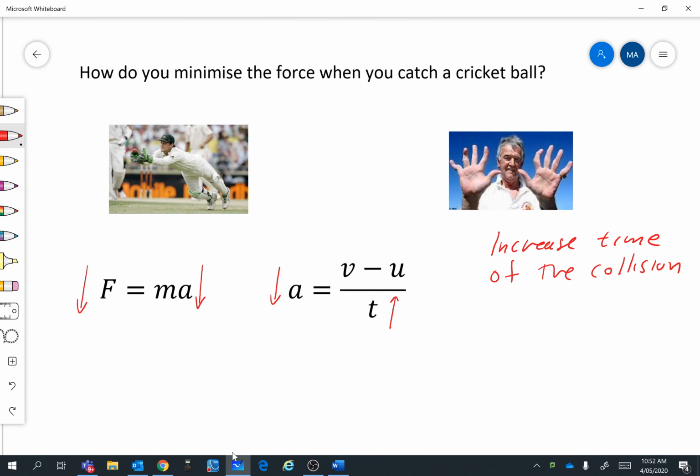So that's the principle behind reducing force of impact in a collision. We want to increase the time of the collision, which will reduce the magnitude of the deceleration. This in turn reduces the force of impact.